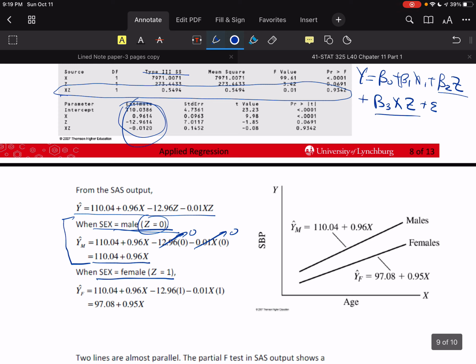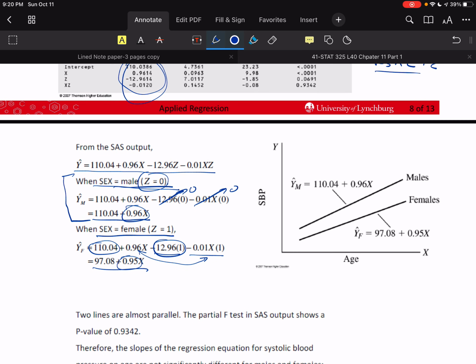And when sex is female, z is 1, now these are no longer 0. I can take this value and combine them, and then I can take these and combine them because they both have x, so I have 2 different lines. If I look at this, this has a 0.95 slope, and this has a 0.96 slope, and they're graphed over here. And the slopes are very close to each other, but the question is, are they significantly different?